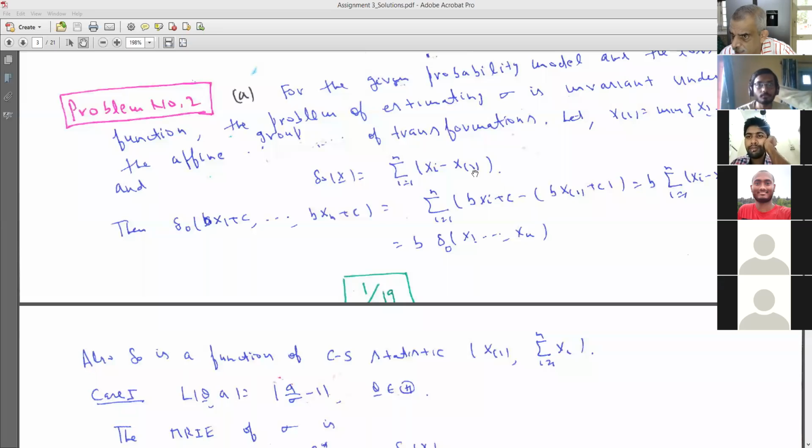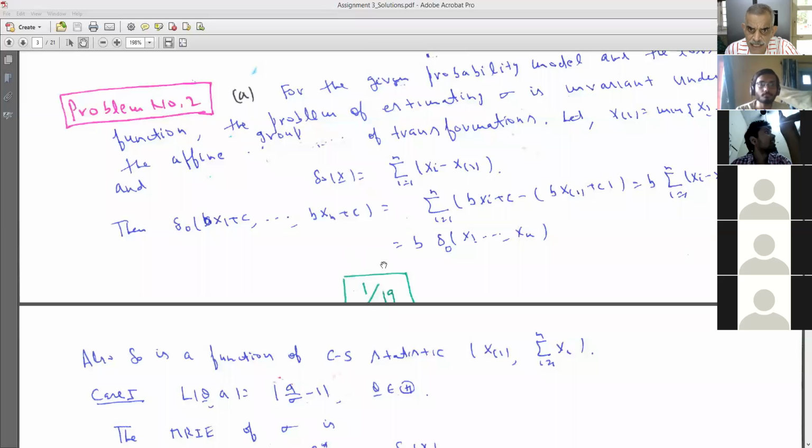But b is positive and c is common. So that would be the same as b times the minimum of x1, x2, xn plus c. Now this c gets cancelled. B is positive and anyway common, so that will come outside. So that becomes b times summation i equal to 1 to n of xi minus x1, which is the same as b times delta naught of x1, x2, xn. So it is a scale invariant, affine invariant estimator of sigma, right?